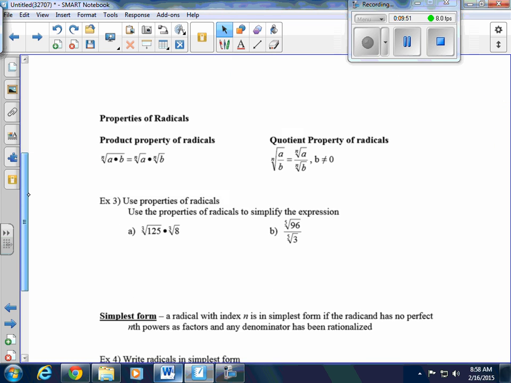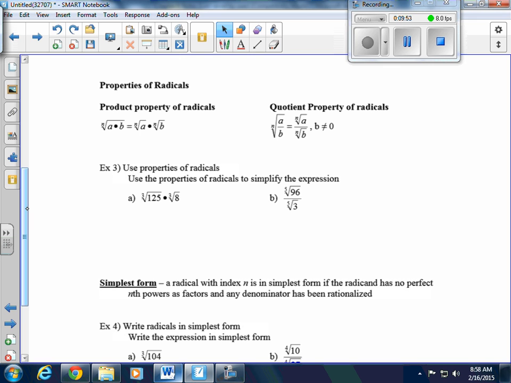So we're going to jump down to the properties of radicals. And the properties of radicals are the same as they were when we did the square roots earlier. So if we have an nth root of a times b, we can split those up as the nth root of a times the nth root of b. So I can pull them apart. I can break them apart.